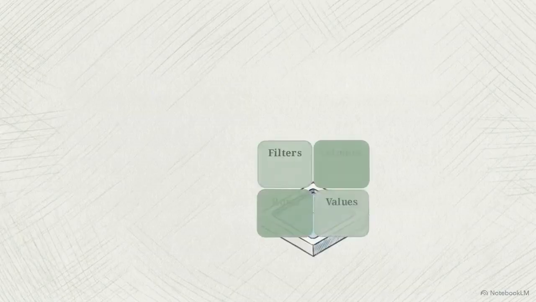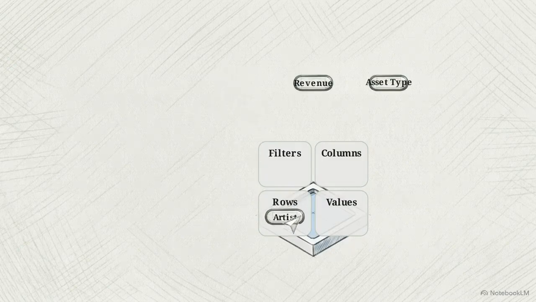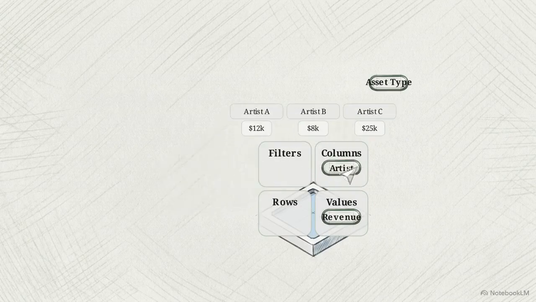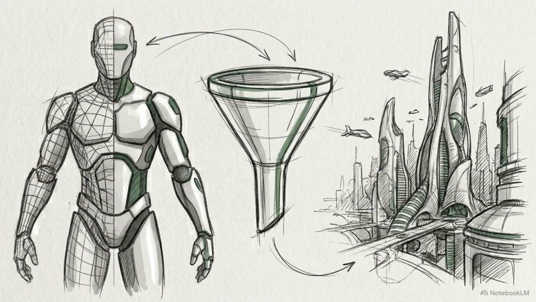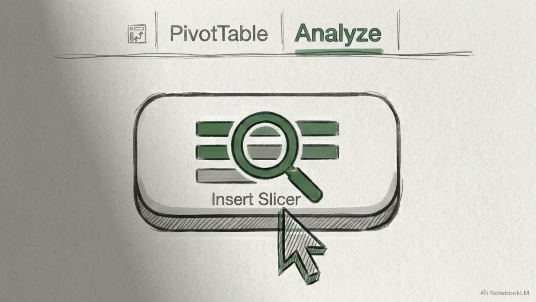This 4-quadrant system is the core logic of the tool. Once you understand where to drop these fields, you can reorganize any dataset in a few clicks. To see sales specifically for characters or environments, you can apply a visual filter to the table. Under the Analyze tab, click Insert Slicer. These buttons act as a faster alternative to the standard drop-down filters found in most spreadsheets.